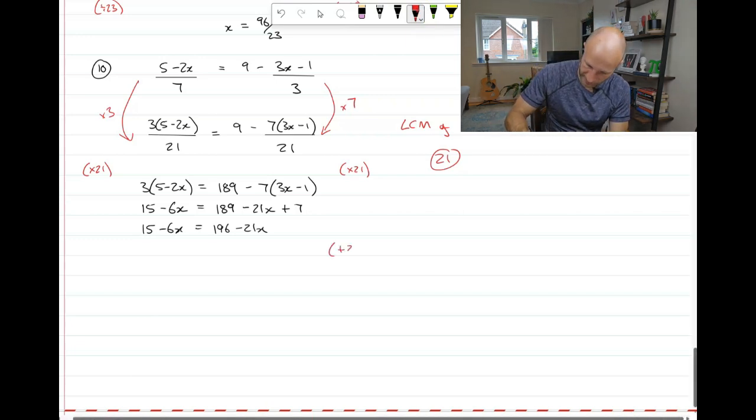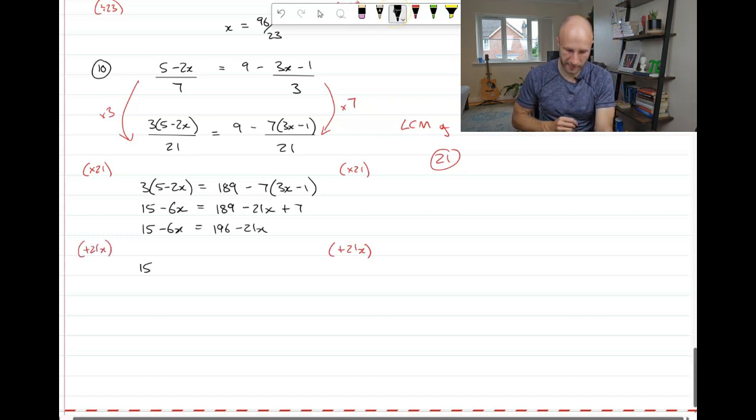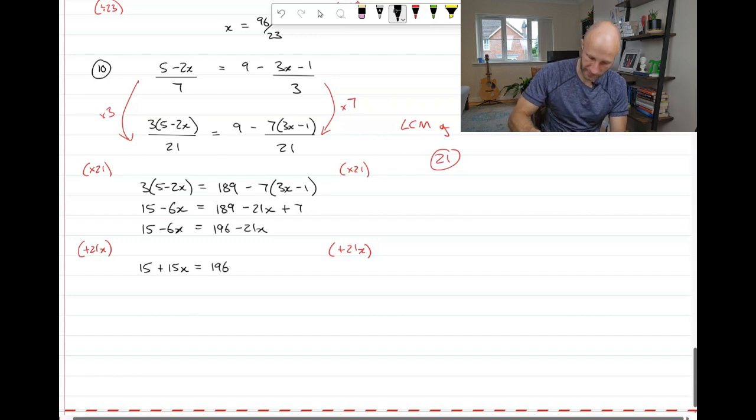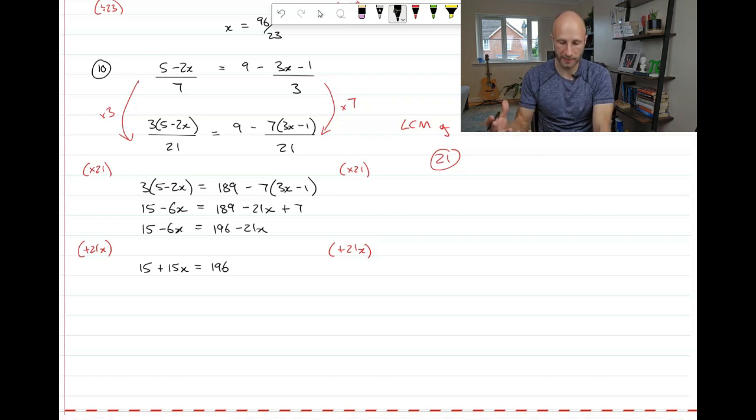So I'm going to add 21x to both sides to keep the x positive, to make it a bit nicer. So the 15 won't change because I'm adding x's. Minus 6 plus 21 is 15x. So add 21x to the minus 6x. And then when I add 21x to the right side, the 196 won't change because it's a number. It will only change with numbers. I'm adding x's here, but it will affect the minus 21x.